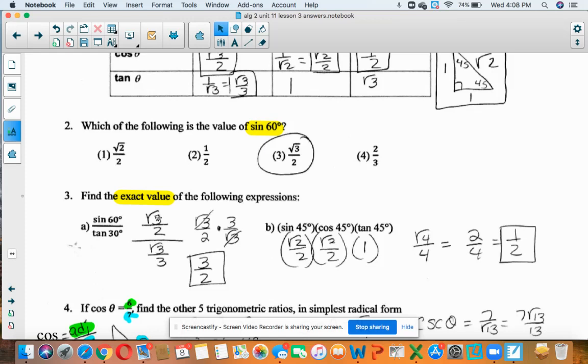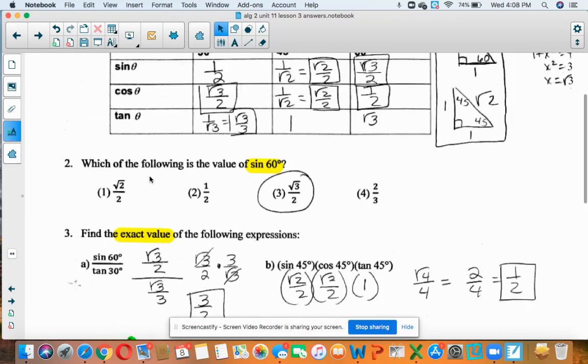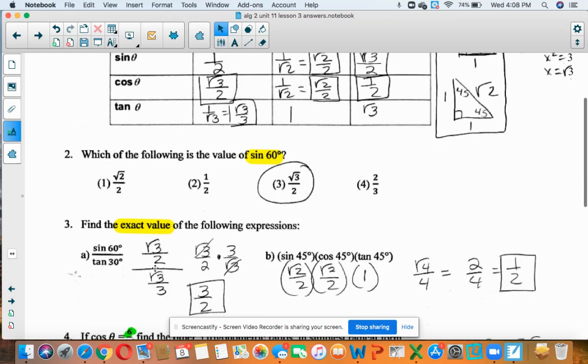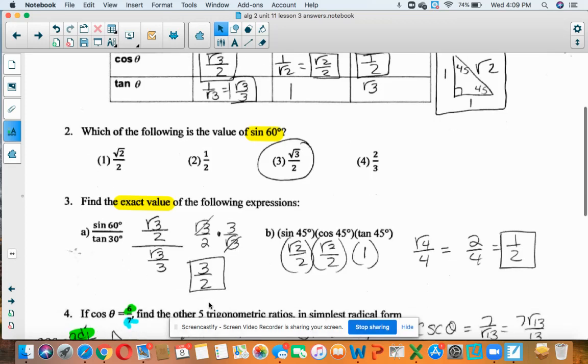But sine of 60 is radical 3 over 2. Tangent of 30, look in the chart up here, is radical 3 over 3. When I divide, I change to multiplication and I flip this second fraction. So that's going to become 3 over radical 3, and the radical 3's cancel, and I'm left with just 3/2.